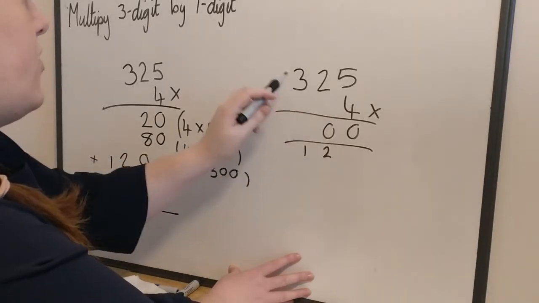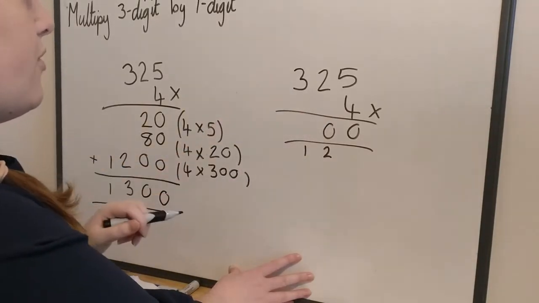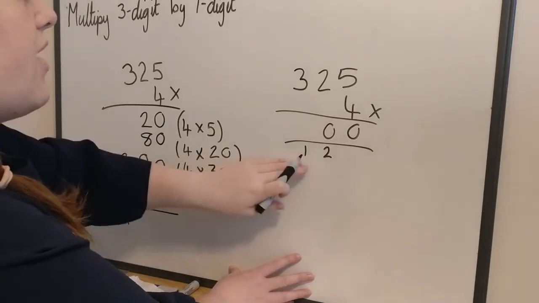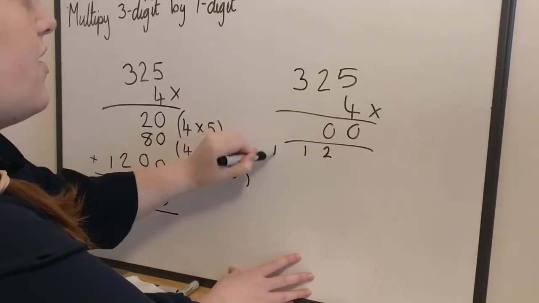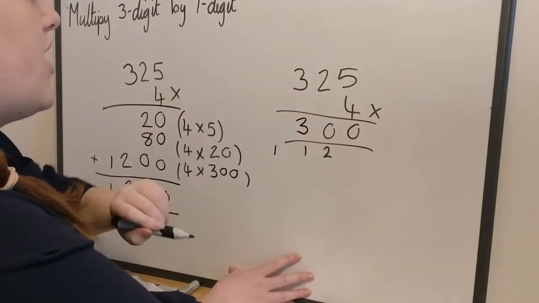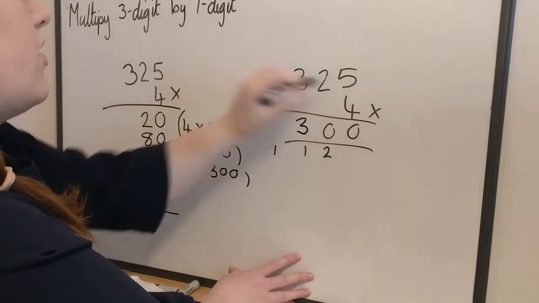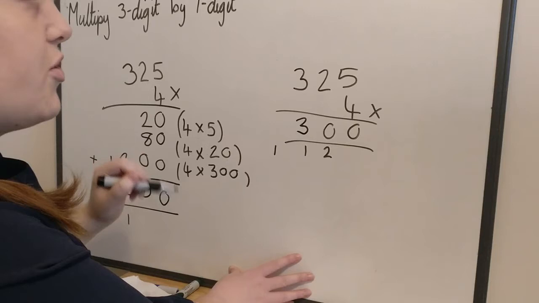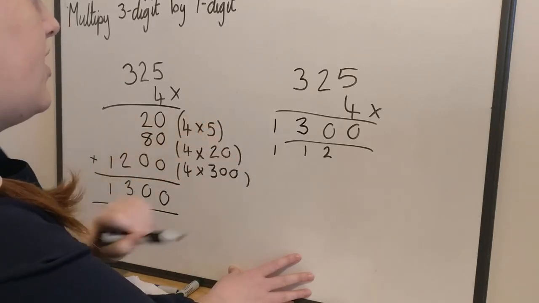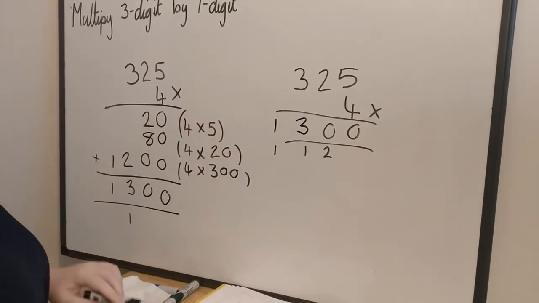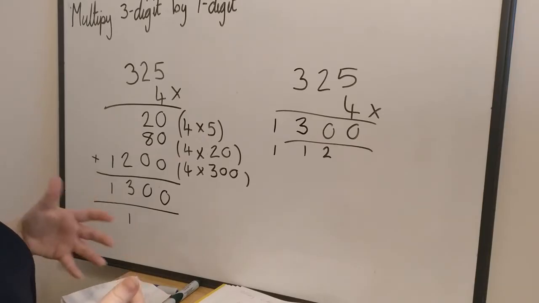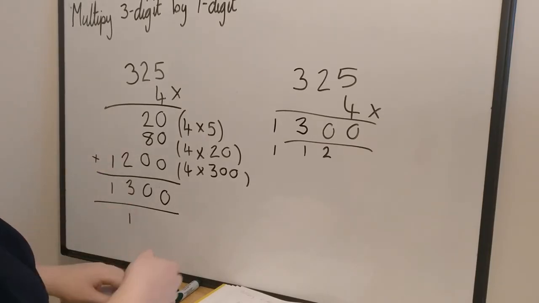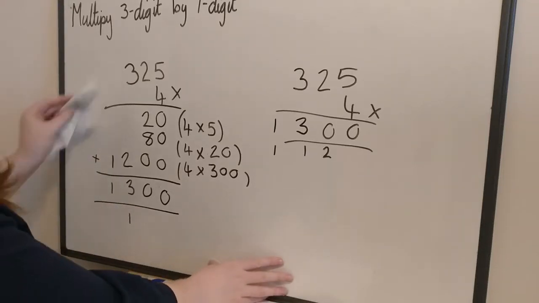Then 4 times 3. Well, 4 times 3 is 12. Add the 1 that you've carried. 12 add 1 is 13. There aren't any more rows. There aren't thousands to multiply, so we've just got this one left. And 1,300. So this is a lot quicker, but sometimes people can get in a bit of a pickle. So if you want to do this method, that's okay. Let's look at another example now.